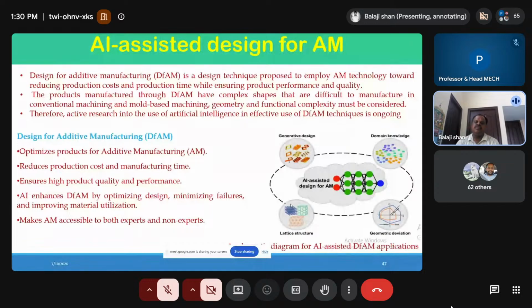The first one is design for additive manufacturing. Design for additive manufacturing is a design technique proposed to apply additive manufacturing technology toward reducing production cost and production time while ensuring product performance and quality. Products manufactured through design for additive manufacturing have complex shapes that are difficult to manufacture with conventional machining and mold-based machining, and geometry and functional combination must be considered. Therefore, active research on the use of artificial intelligence for effective design for additive manufacturing is ongoing.